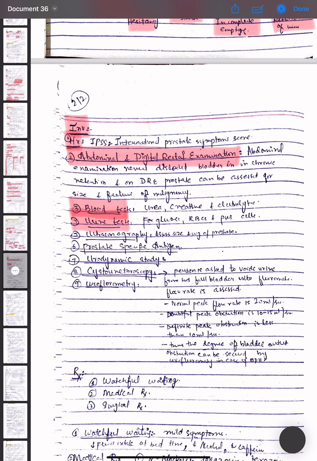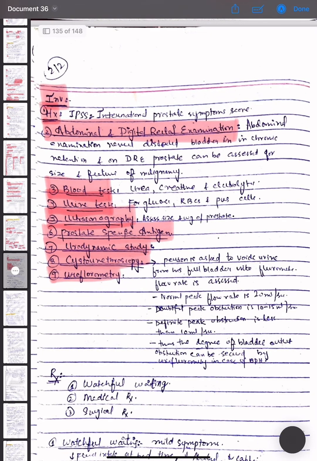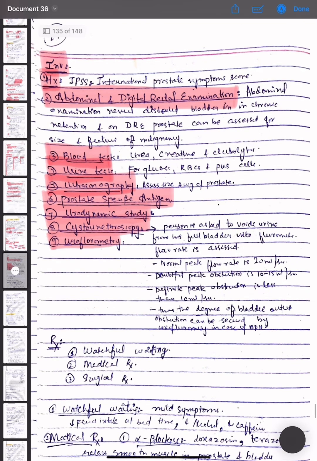Ultrasonography to assess the size and weight of the prostate. Prostate specific antigen, urodynamic study, cystourethroscopy, and uroflowmetry. In uroflowmetry, the person is asked to void urine from his full bladder into a flowmeter. Flow rate is assessed. Normal peak flow rate is 20 ml per second.